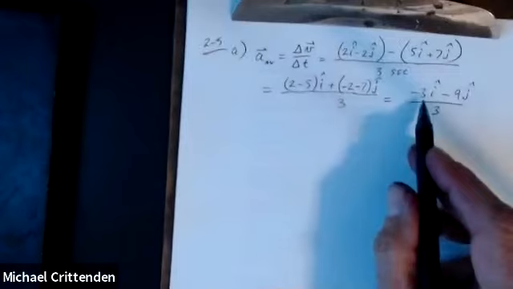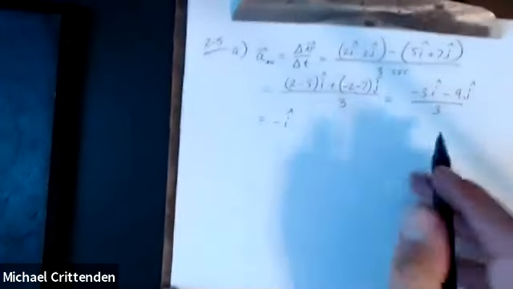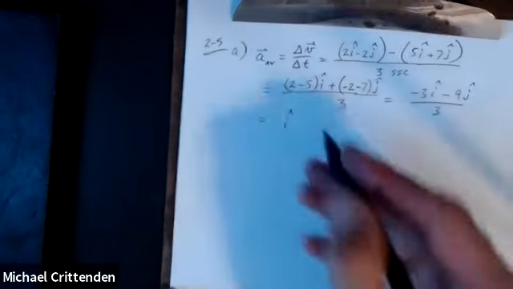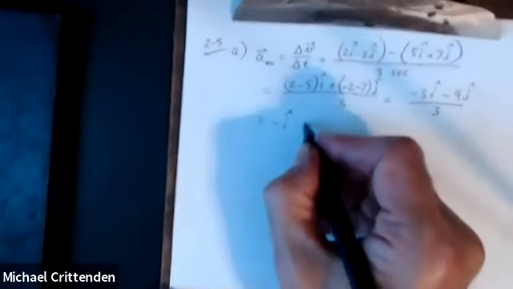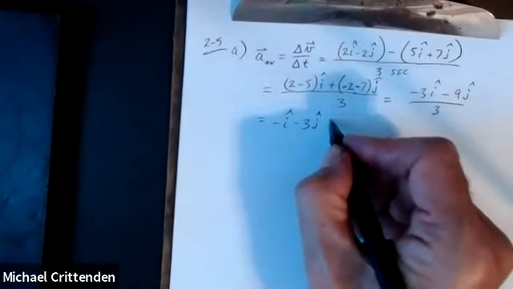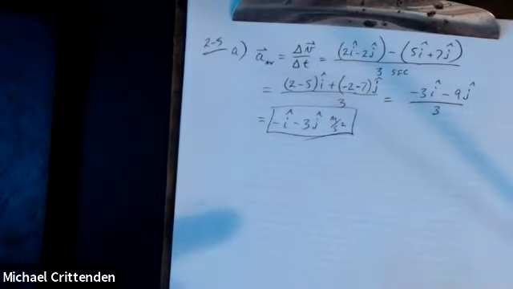So in the first term, 3 divided by 3 is 1. And in the second term, 9 divided by 3 is 3. And this would be measured in meters per second per second. That's the answer to part A. That is the acceleration vector in component form.